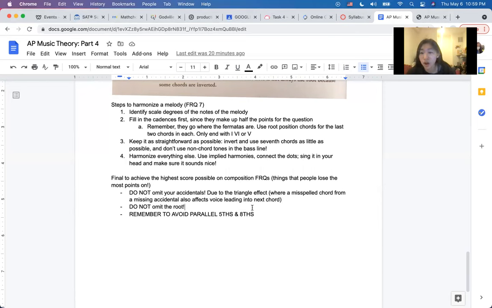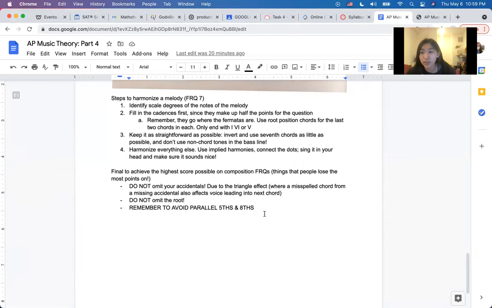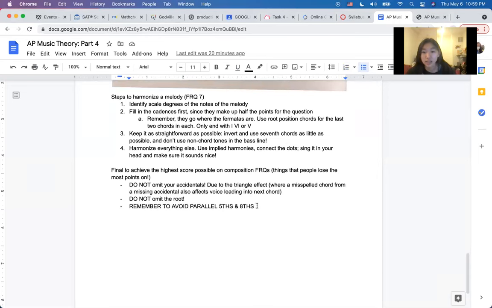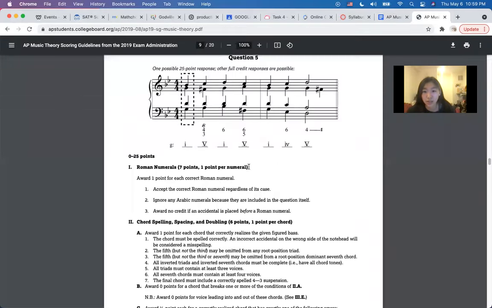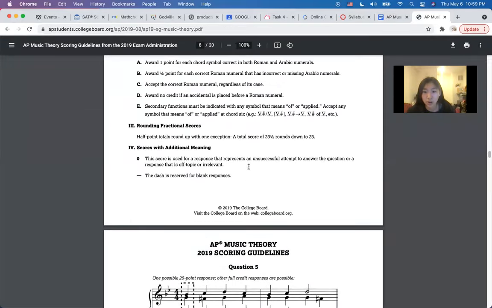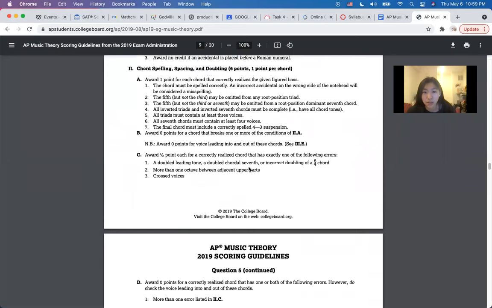You also do not want to omit the root. Believe it or not, a lot of people mess that up too. And remember to check for parallel fifths and eighths. That is such a big deal. It's very much emphasized, even in the grading guidelines, which, by the way, I highly recommend that you look at because it really shows you where you could possibly get points off.